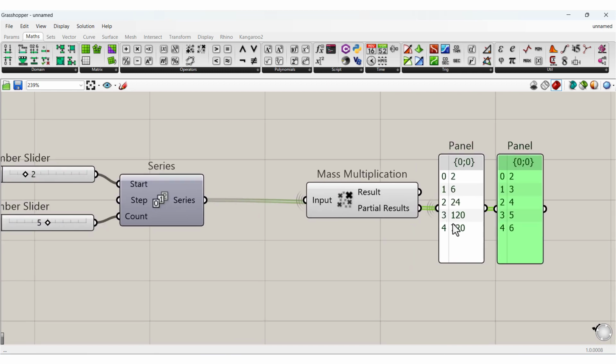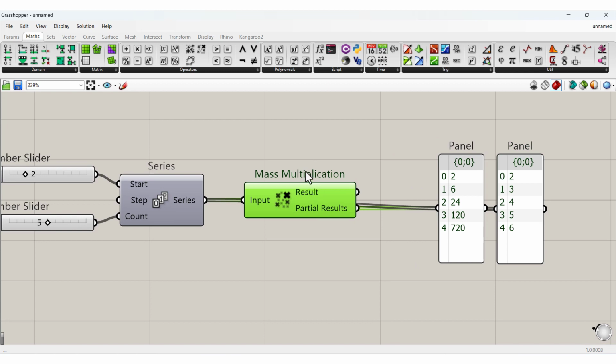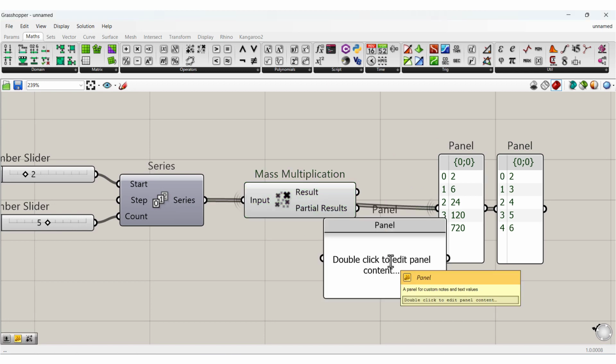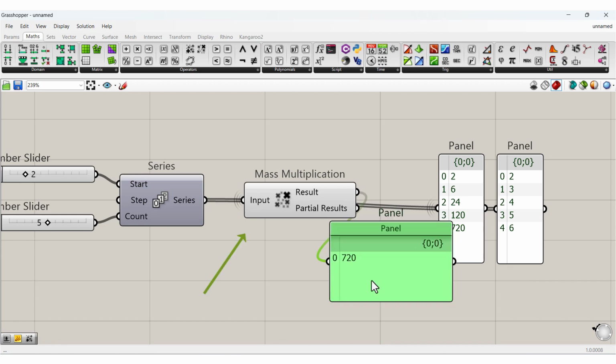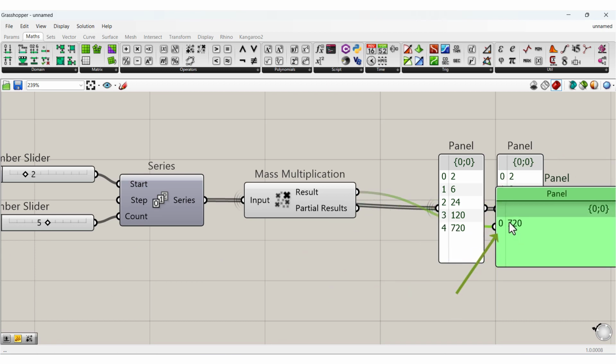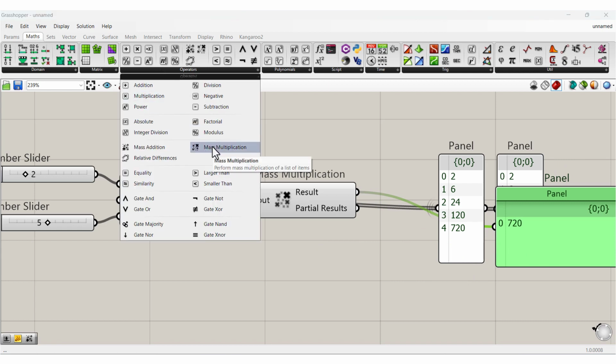So that's more or less how the mass multiplication works. And of course, you have that number over here as well, 720. So one more time, you find it right there.